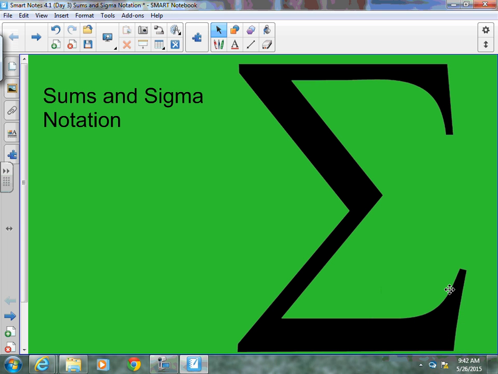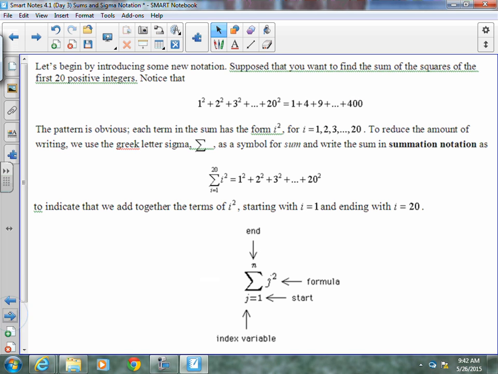Before we can move on to our next actual calculus concept, we do need to become familiar with a new notation. It is something they're beginning to do in Algebra 2, but probably didn't when you were there, or you may not remember it. So, sums and sigma notation. Sometimes it's called summation notation. And let's jump straight into an example.